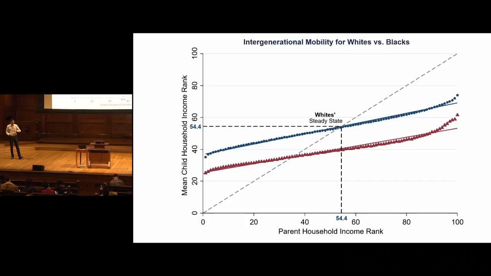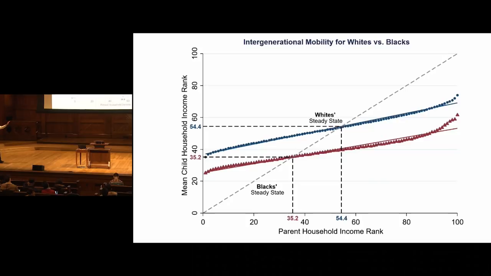And so the way you can read that off in a very simple way in this diagram is it's basically where these lines intersect the 45-degree line. It's the point at which the parents' income, if you read off what that's going to imply for the average kid income, it's going to be the same, right? It's the point at which you see the X and Y values here at 54.4. If you were to start out at 54.4, you end up at 54.4 as well. And so then if you just think generation after generation, once you're at 54.4, you're not going to move away from that. Okay, so that's the steady state prediction for whites based on this intergenerational mobility curve.